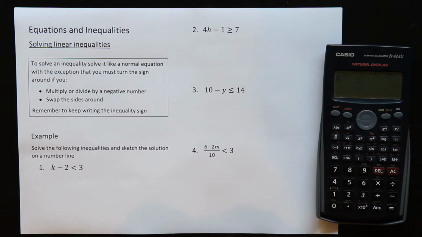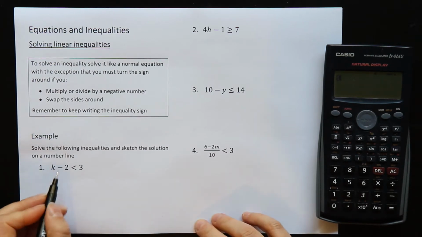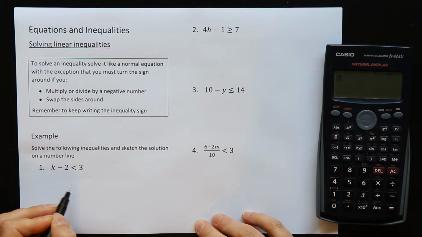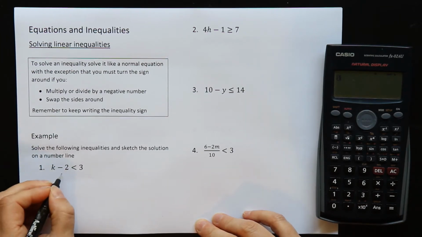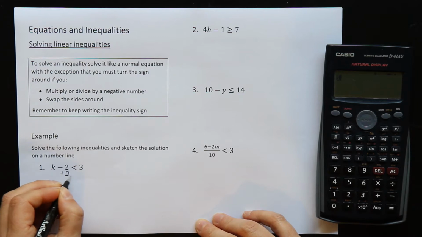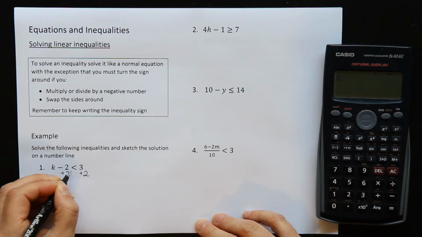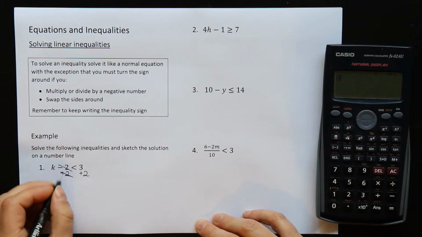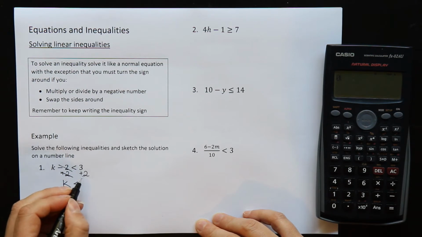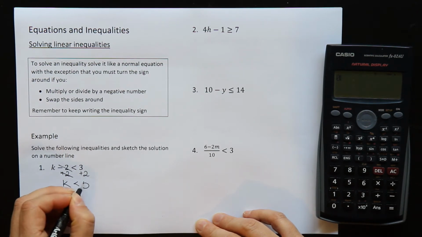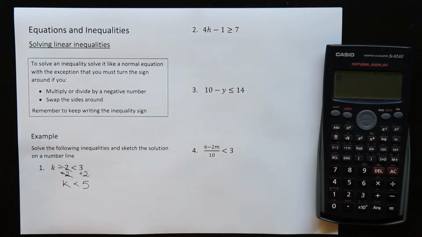If this was a normal equation, to solve it, I would need to do the opposite thing to move sides. So, k minus 2, the opposite of minus 2 is to add 2 to both sides to cancel that off. That would leave me with k is less than 3 plus 2, which is 5. Once we've solved it, we want to sketch the solution on a number line.